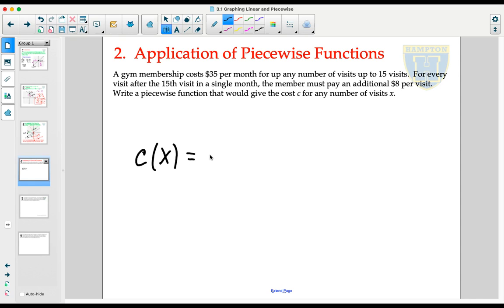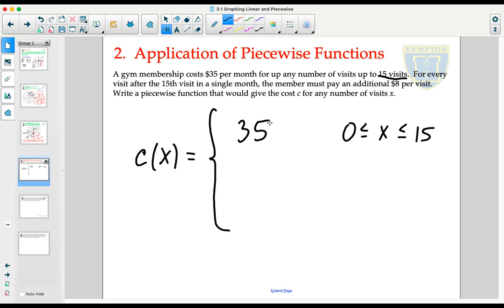Now, as I mentioned before, the first thing we want to do is identify where the split is going to happen. It's clear from the phrasing of the question that the split is going to happen once we get to this 15 visit mark. So, from the beginning, all the way up to the 15th visit, we are obligated to pay only $35. We're not putting an X on the 35 because that 35 is not conditional. It's not based off of the number of visits. That 35 is happening whether we go once in the month, 10 times in the month, up to 15 times in the month.